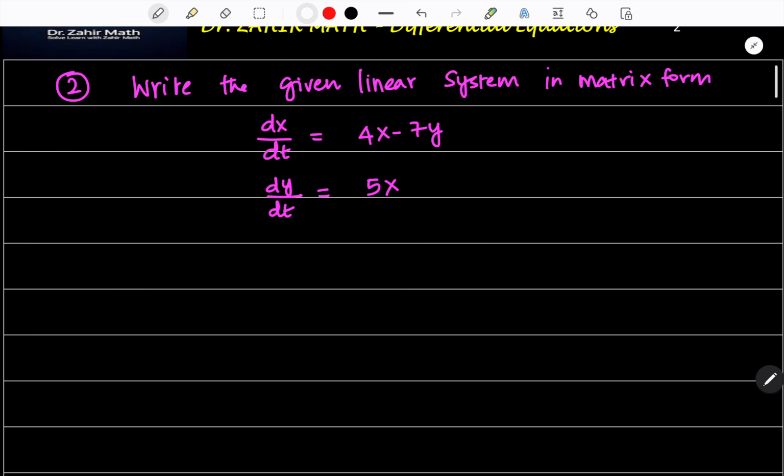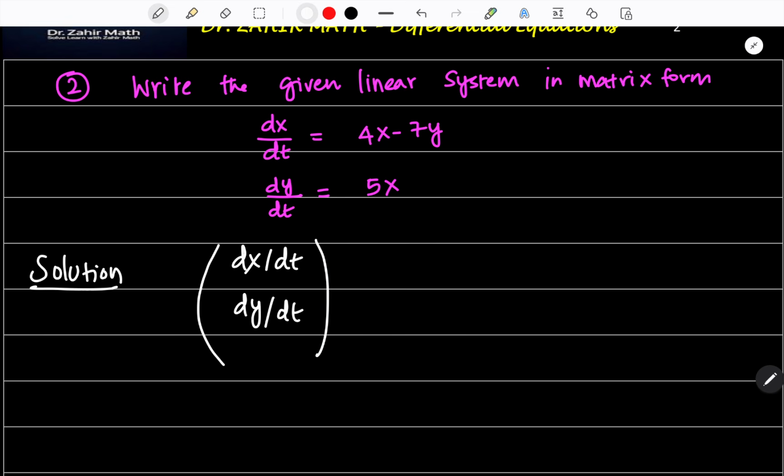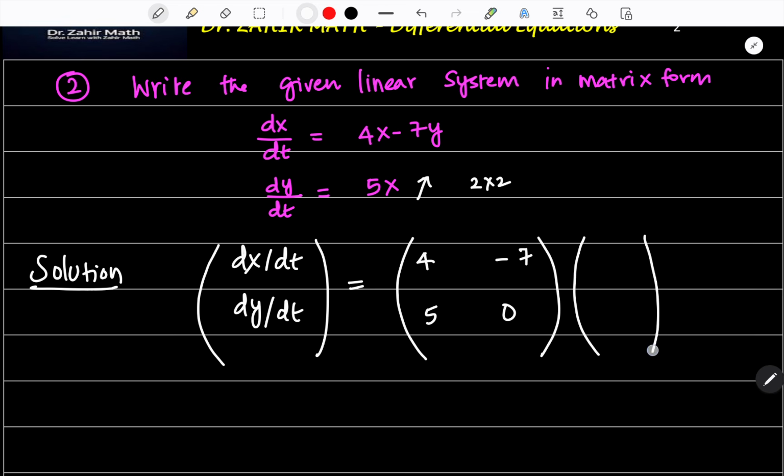Write the given system in matrix form. Again, let's go to the solution. Here it is: dx divided by dt and dy divided by dt as a column matrix. This equals, and here you're going to open a matrix. This is a 2 by 2 matrix and two variables are there. First row is 4 and minus 7. Second row is 5 and the y is missing, so we are going to write 0, and the column matrix as x and y.